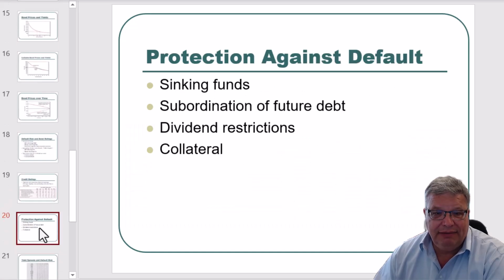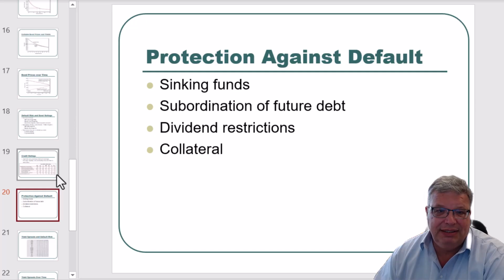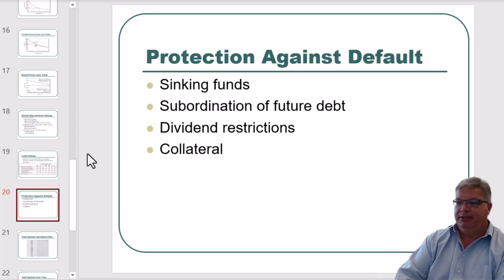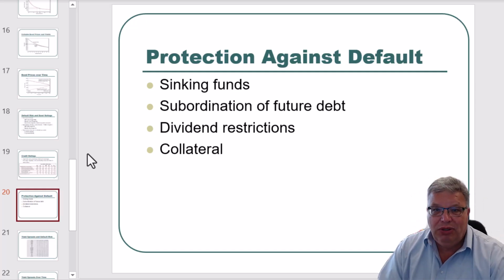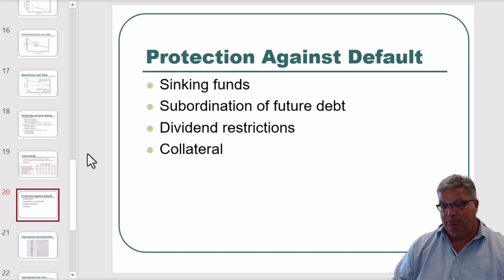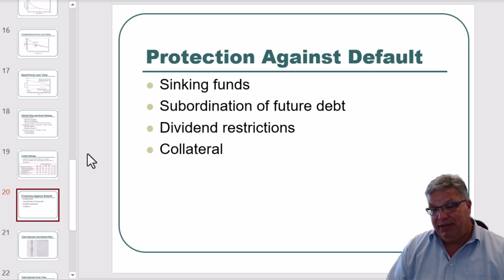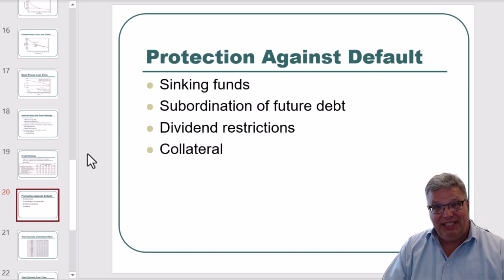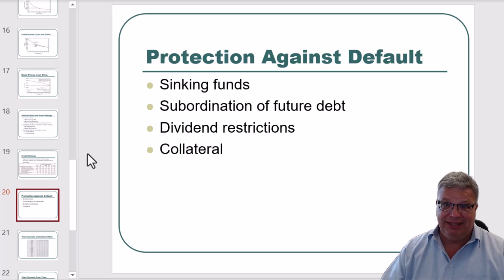So how can we have protection against default? A couple things we could have in the bond indenture. One, sinking funds. That's where a company puts away money to pay off some of the principal as they go. It's kind of like consumer loans, where you pay some of the principal as you go. You're not just paying interest, but you're also putting some money down to pay off the debt as you go. That's what a sinking fund is.